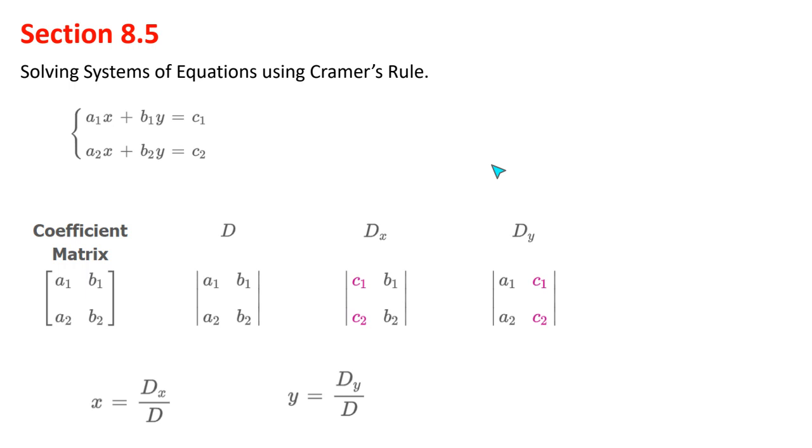So what is the point of the determinant? It always goes back to the point. The point is to solve the system, right? That's the whole idea of chapter 7 and chapter 8: solve the system.